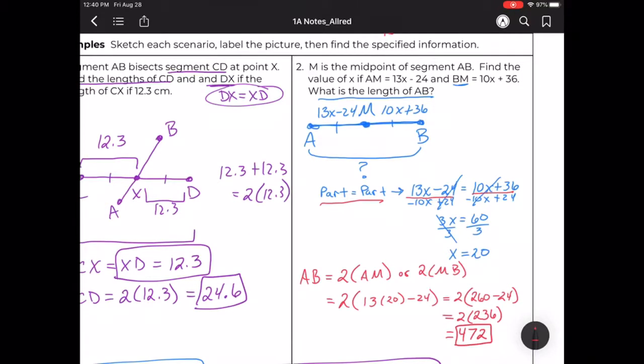Either way, if x is 20, then when we plug it back in to find the length of AB, remember that the whole thing, AB, is really just 2 times any individual part of that because the parts are equal. So I chose to plug in for AM, and since AM is 13x minus 24, I made that 13 times 20 minus 24, and then that final answer there gets doubled, and I get 472. So the length of AB is 472.